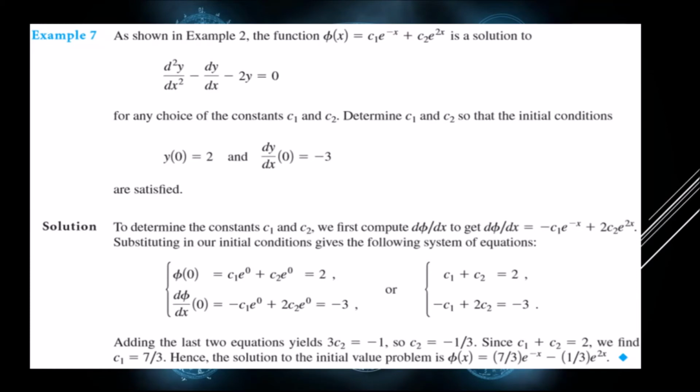Example 7. As shown in example 2, the function phi of x equal to c1 e raised to negative x plus c2 e raised to 2x is a solution to d squared y over dx squared minus dy over dx minus 2y equal to 0 for any choice of the constants c1 and c2. Determine c1 and c2 so that the initial conditions y of 0 equal to 2 and dy over dx of 0 equal to negative 3 are satisfied.